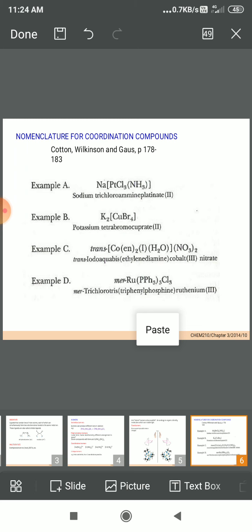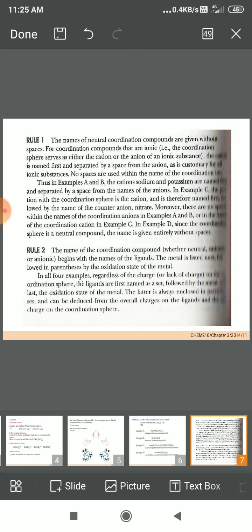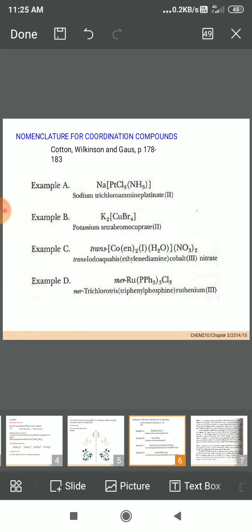Then the third example, trans-diiodobis(ethylenediamine)cobalt(III) nitrate. Then the next example is mer-trichlorotris(triphenylphosphine)ruthenium(III). Thank you.